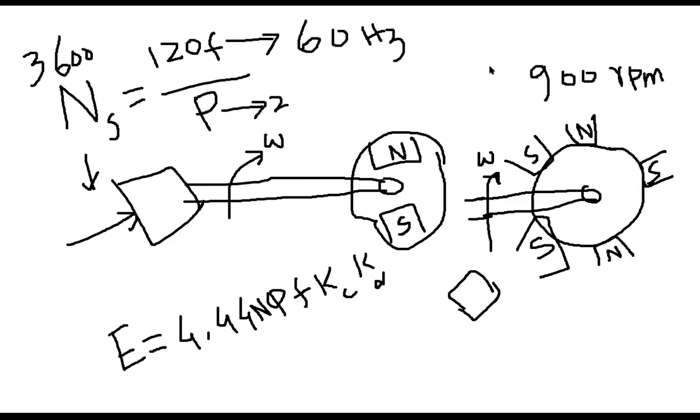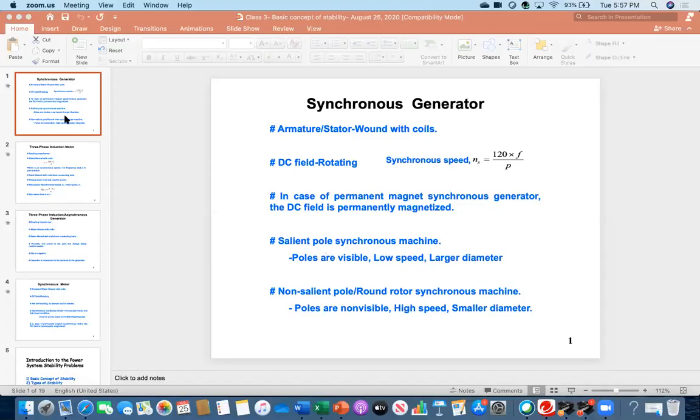Okay, so therefore you all understood the working principle of a synchronous generator. Now let's go back to that slide. We were discussing these ones. You see, here I have written down the properties. Manoj, look, salient pole synchronous machine: poles are visible, low speed, larger diameter. Larger diameter because you have to place many poles, so you need space. See the properties of non-salient pole: poles are non-visible, high speed, smaller diameter. These are the properties.